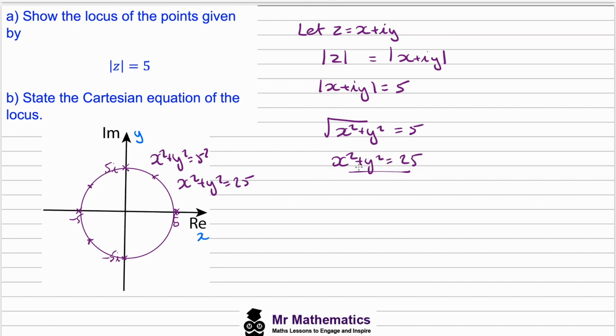So there's 2 ways of finding the Cartesian equation. We can do it geometrically like we have on the Argand diagram, but we can also do it algebraically like we have by letting z equal x plus iy. Okay?